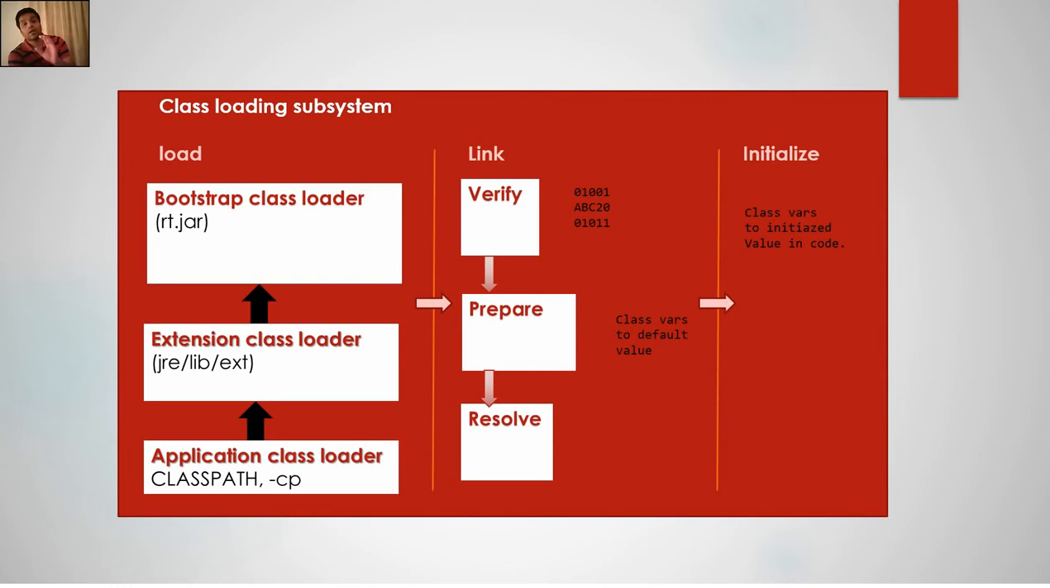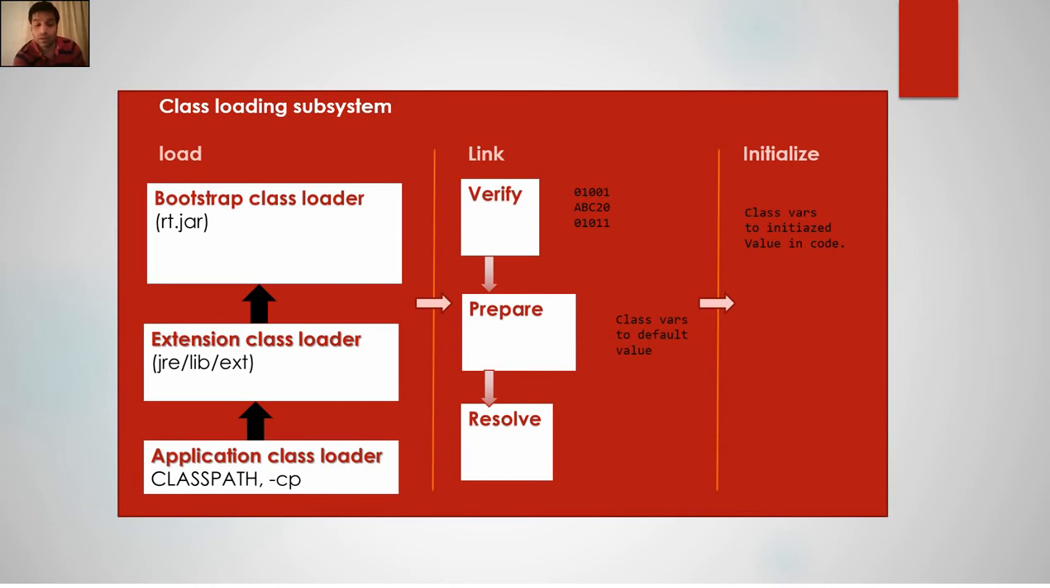Since it is just the memory allocation, those memory locations are initialized to default values. Suppose you have a variable like public static boolean isCorrect equal to true, okay? But at the prepare phase, memory will be allocated for the boolean and it will be set to its default value, which is false as per the JVM specification.